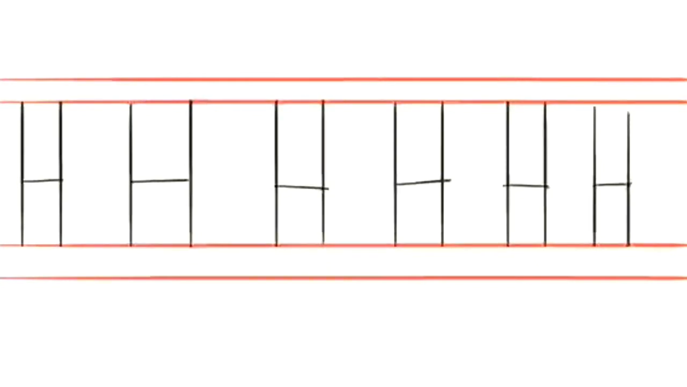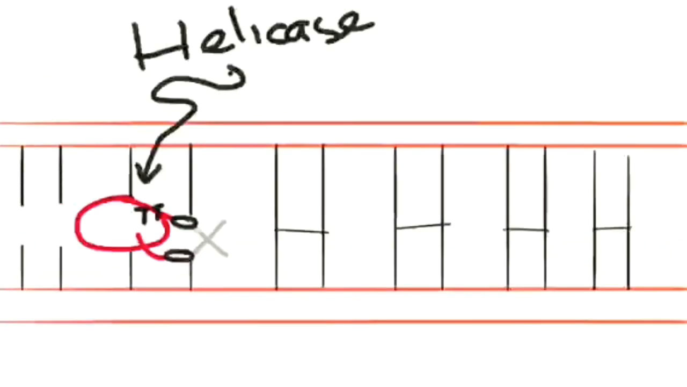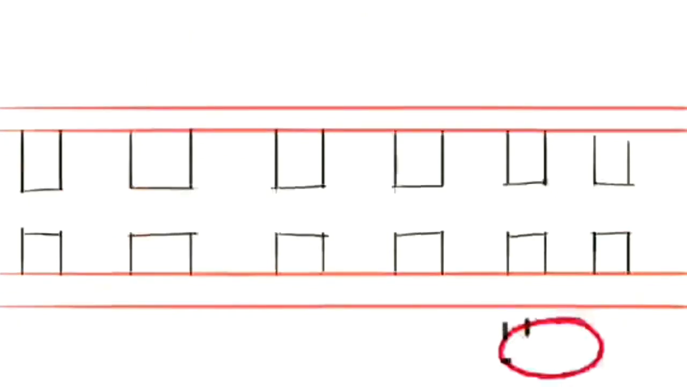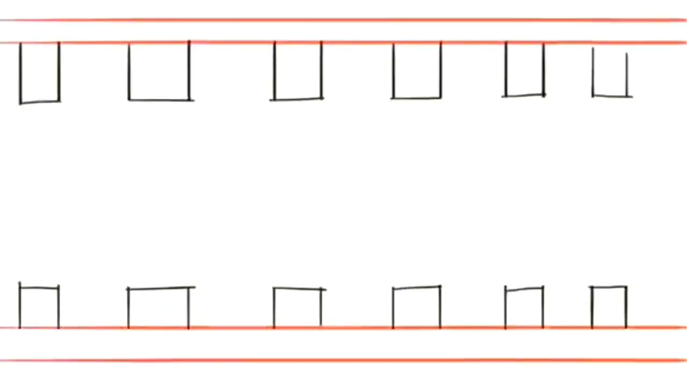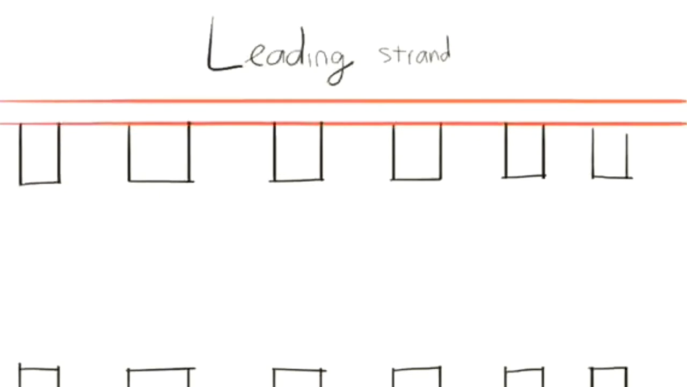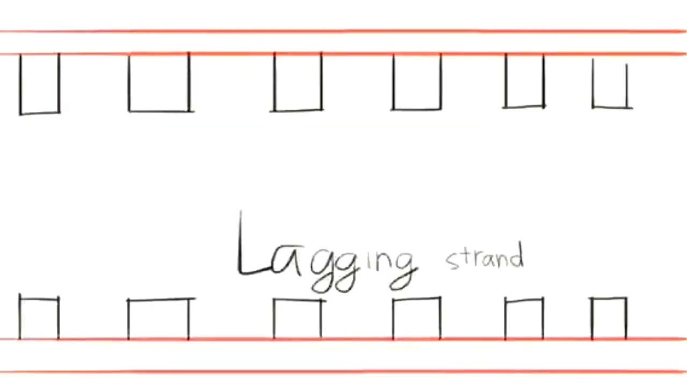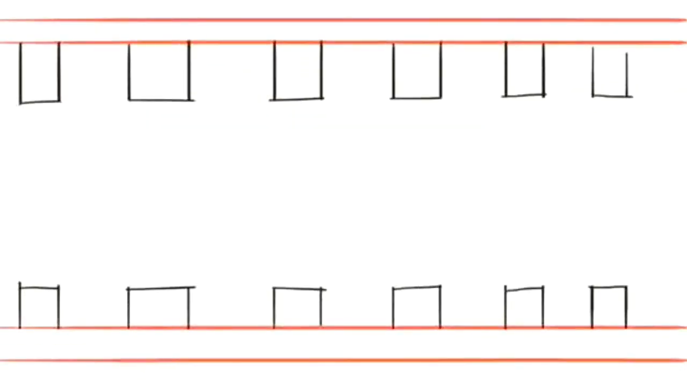Here is the original DNA. Before anything can happen, the helicase will unzip the DNA into two separate strands. One is called the leading strand, the other one is the lagging strand. I will explain further later.